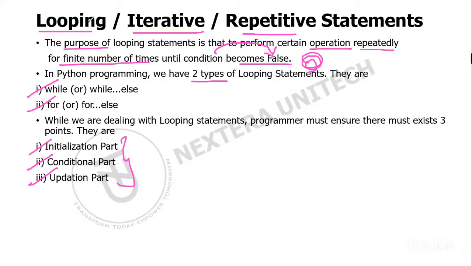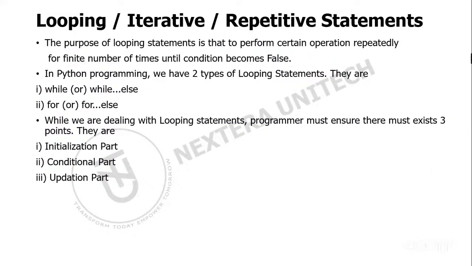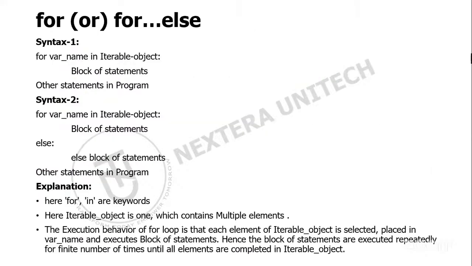I hope it is clear, guys. So let me start with one by one. Initially, let us understand for or for else loop. What is this for loop or for else loop?